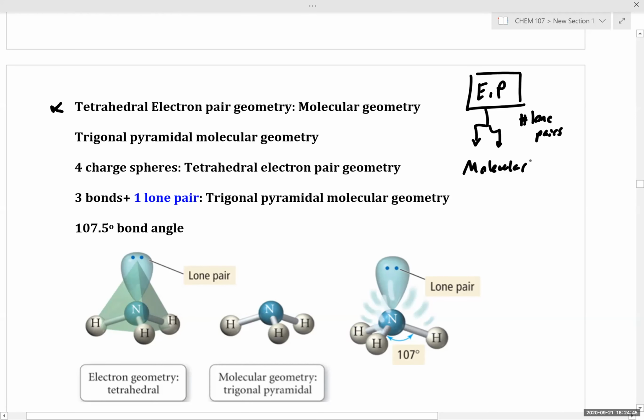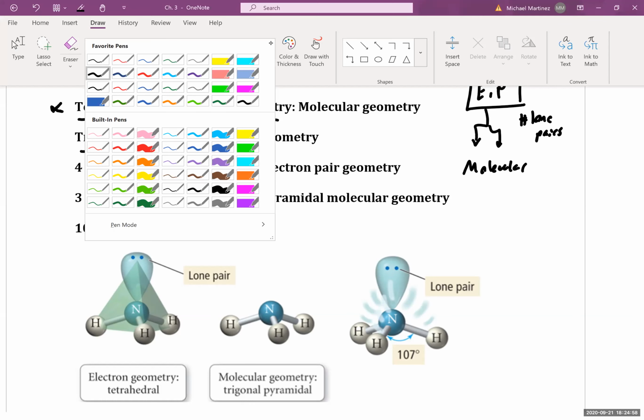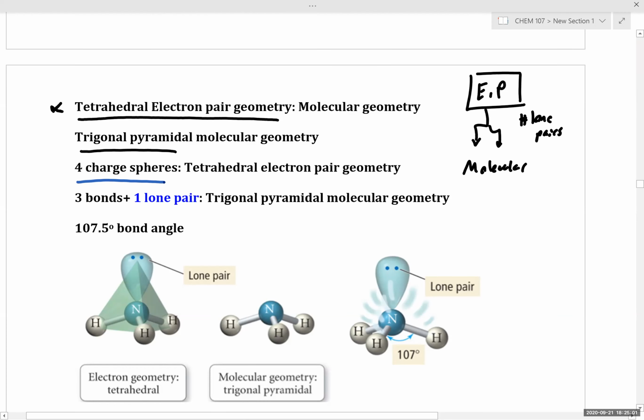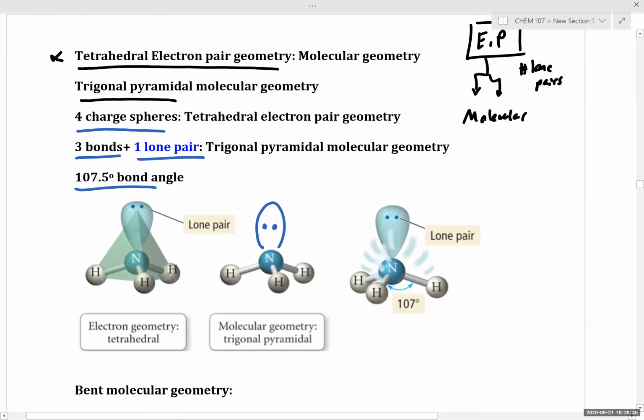So we're going to look at variations of the tetrahedral electron pair geometry, the first of which is known as trigonal pyramidal. In the trigonal pyramidal molecular geometry, we still have four charge spheres, but this time we have three bonds and one lone pair. As a result of this lone pair, we have a 107.5 degree bond angle. Remember, lone pairs take up space, and that pushes our bonds closer together, leading to a smaller bond angle. Does this make sense to everyone? Does this example make sense to everyone?